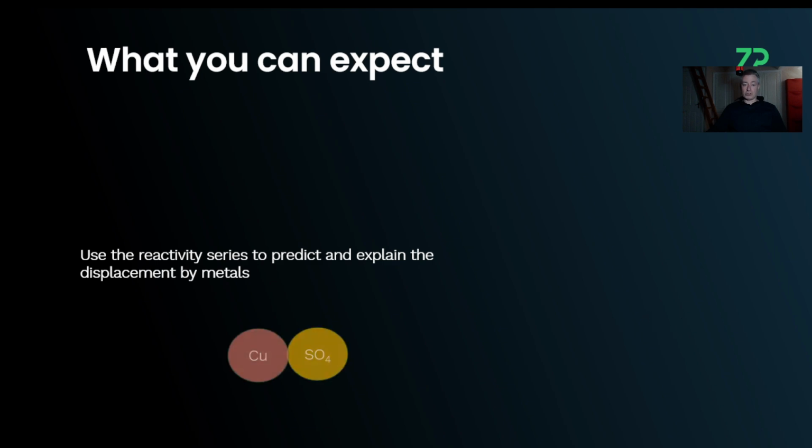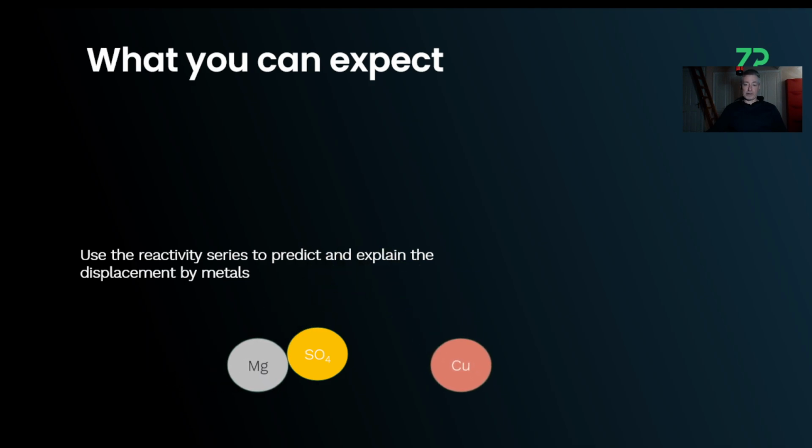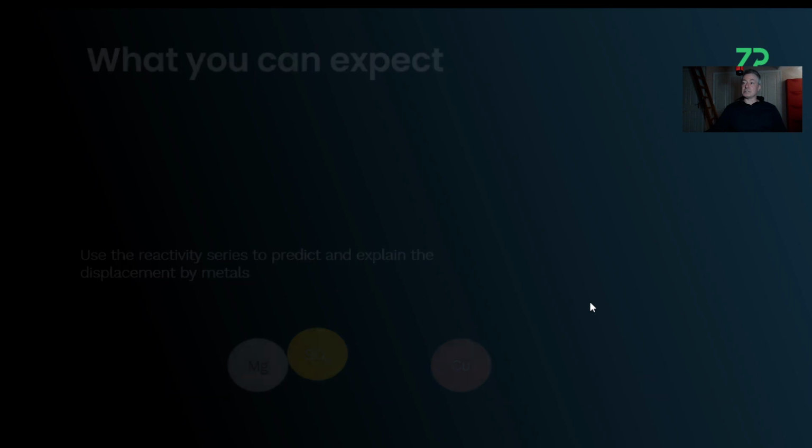So if we have a salt, for example here copper sulfate, and we react it with magnesium, then magnesium can replace copper, giving us essentially pure copper and a magnesium sulfate salt. And we'll also explain that in terms of the reactivity series or their relative position in the reactivity series.